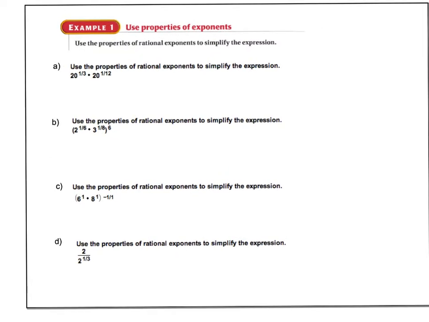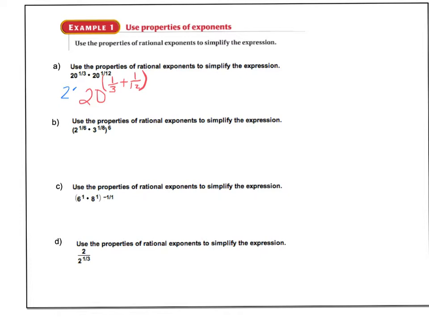Alright, so let's look at example A. They want us to use the properties of rational exponents to simplify this expression here. Well, I am taking the product of two powers, and I have the base number of 20 in both of them. And the rule has always been that when you have a product with the same base, you're going to add those exponents. So this expression can now be written like this: 20 to the power of 1/3 plus 1/12.